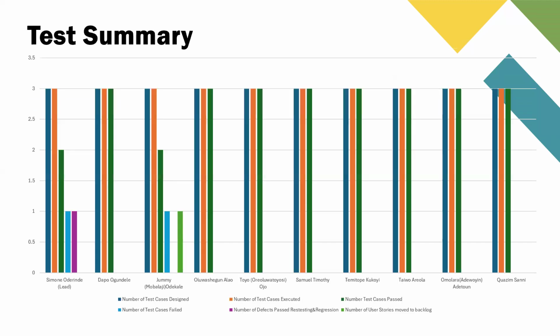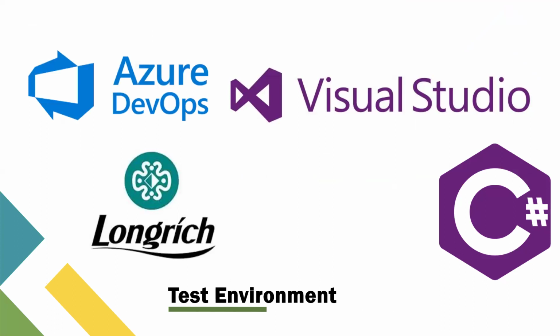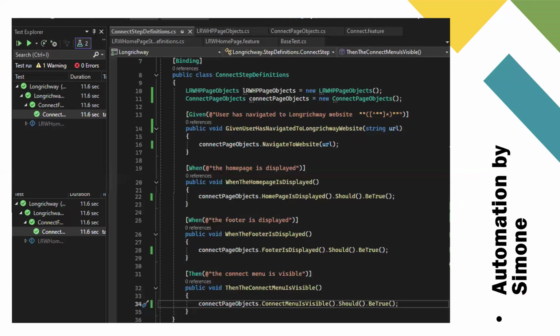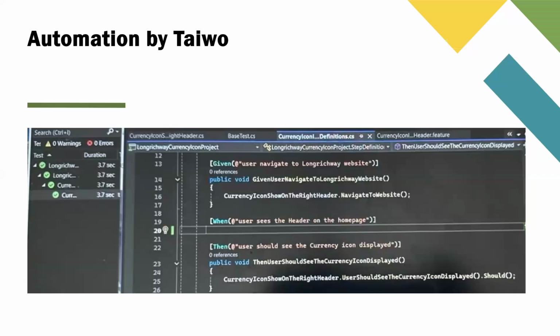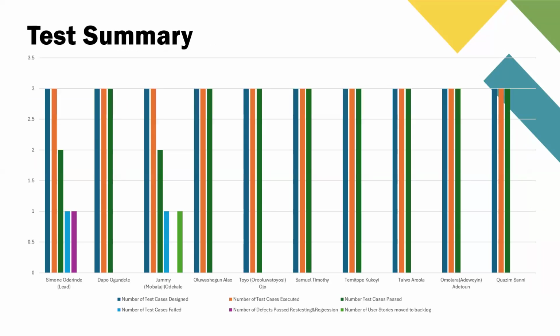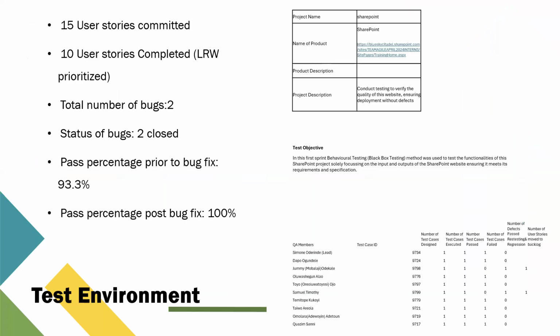Next page. So this is the test summary, which indicated the number of test cases designed by each team member, the number of test cases that failed, the number of test cases executed, and the number of defects that passed. And here's the environment that was used to execute these sprints. So here are examples of our test scripts using Selenium, C#, and Microsoft Visual Studio. Next page. So this is one of the test scripts that was done by one of the members. Next page. So here's a test summary of all the activities done, the test cases executed, design, and everything.